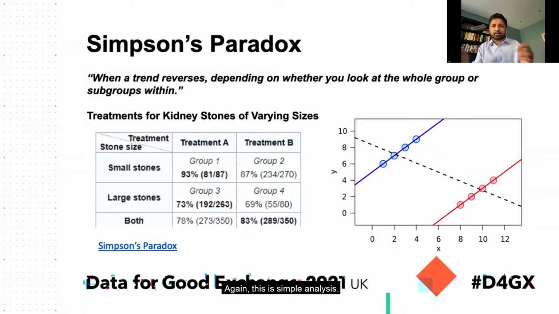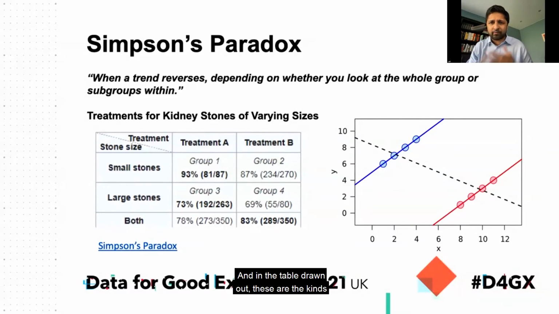Again, this is a simple analysis. You can just look at the number of patients admitted, how many of them had small stones, how many of them had big stones, how many were given treatment A, how many were given treatment B, and then analyze the success rate of each of these treatments. And in the table drawn out, these are the kind of conclusions they reached.